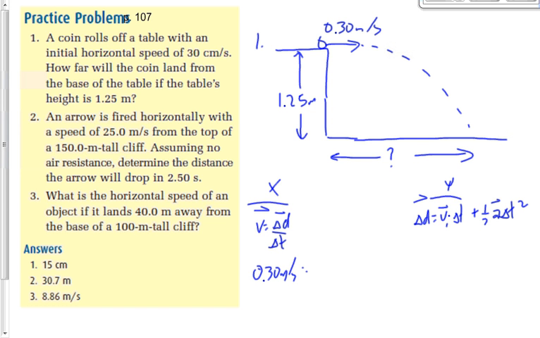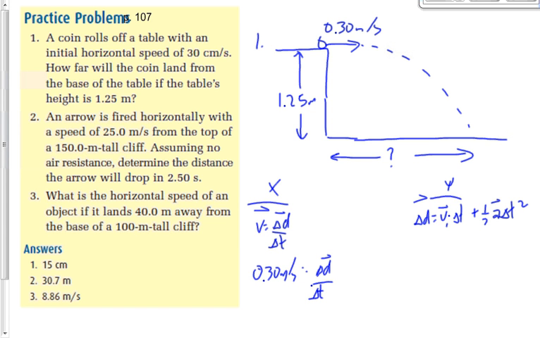Is that 1.25 meters a delta d? It is a delta d. Is it the delta d we want here, Ellie? No, that's the y component, right? The up and down. We're looking for the horizontal here, right? We don't know what delta d is. We also don't know what delta t is. Okay, that wasn't very helpful.